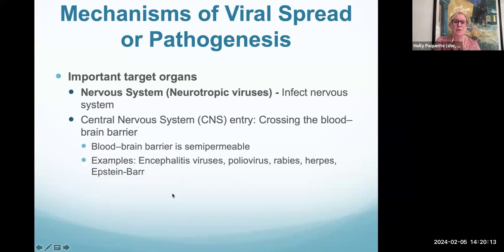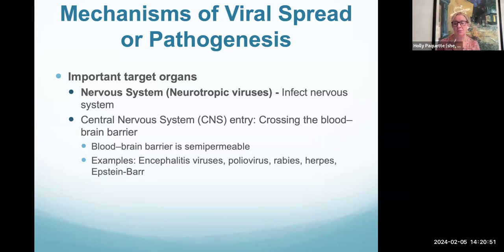Other important target organs would include our nervous system, and we refer to these as neurotropic viruses, meaning that they can infect the nervous system. Keep in mind that I said the peripheral nervous system is those nerves that are outside the central nervous system. The central nervous system, though, as I said, is the brain and the spinal cord. And typically we think of these as more protected than our peripheral nervous system because there is something called the blood-brain barrier, which is semi-permeable. It basically tries to wall off the brain and the spinal cord from most things that can cause it harm, but often there are viruses that can actually get across that.